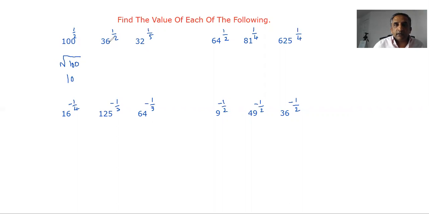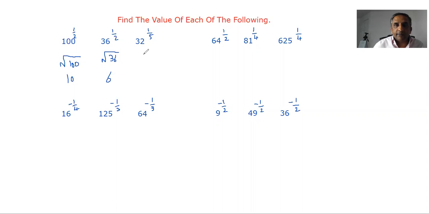Similarly, 36 power 1 over 2. Whenever it's power 1 over 2, it means square root, right? So 1 over 2 means square root. We don't write the 1 over 2, I've written it just to explain to you. Okay, so square root of 36 is 6. So your answer will be 6. Easy.